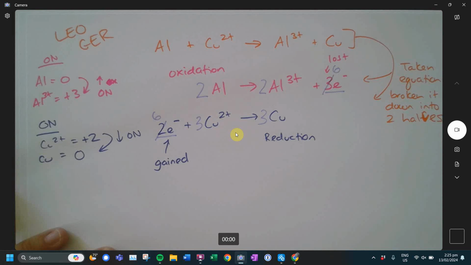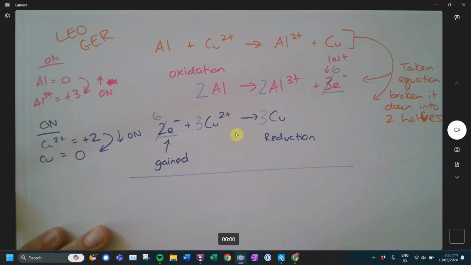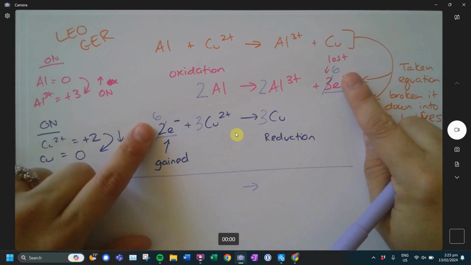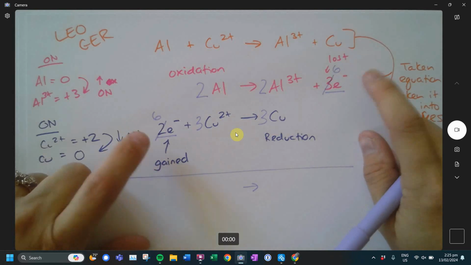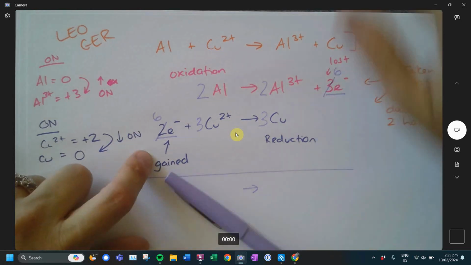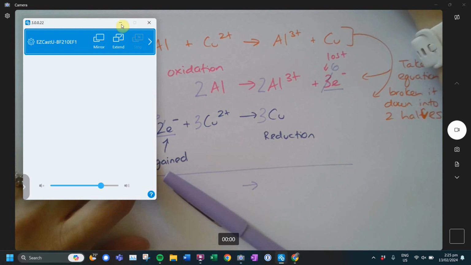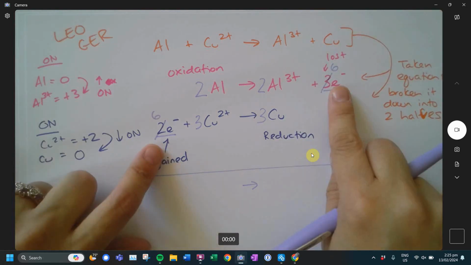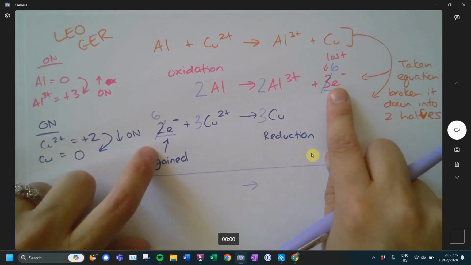Now I just need to put them together. So when I put them together, these electrons will cancel out. That's the whole point of what I was doing. Sorry, see it? Fixing it. There we go. So these 2 are 6, so that's going to cancel out, which is what I want.